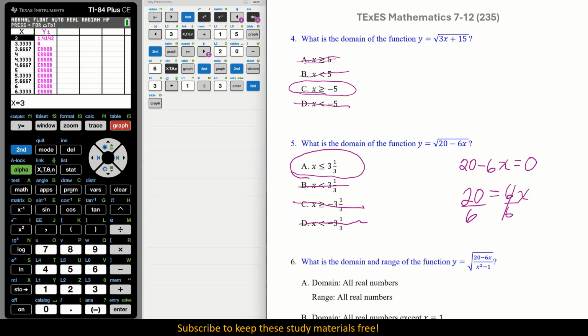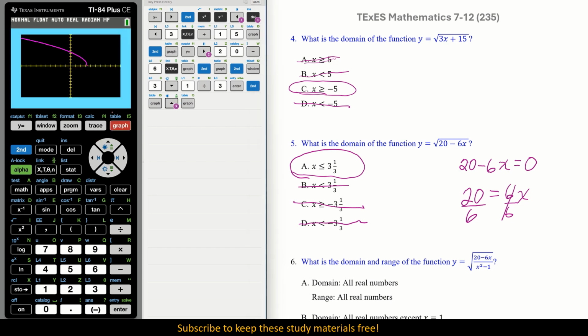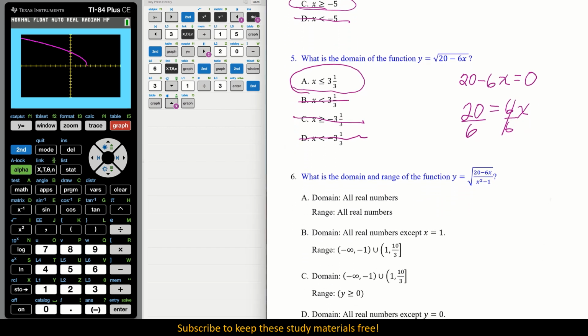And verified, yes, it is every x value less. As you see, it's going towards the negative. Let's look at our graph again. Everything less than or equal to 3 1/3, because remember, we count the y equals 0 right there. Okay? All right, let's go to number 6.